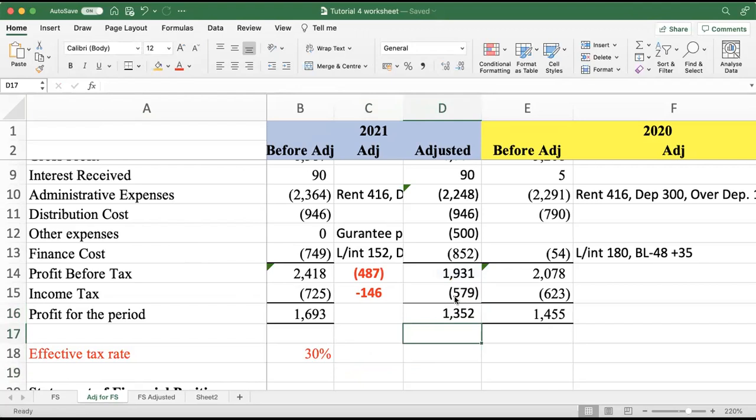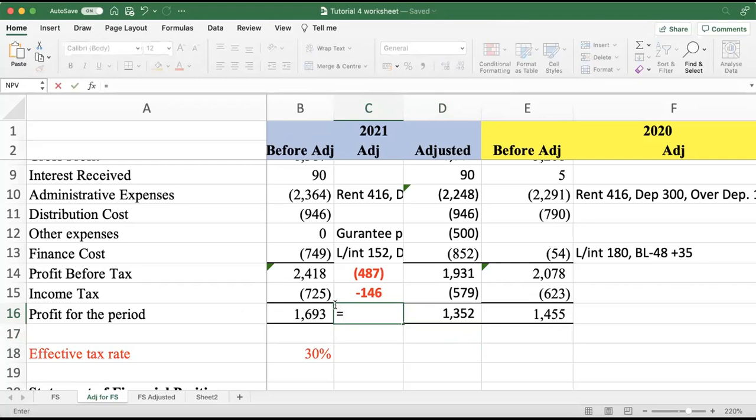$1,352 profit for the year. Then how much net change in the profit? Before adjustment, it's 1,693. After adjustment, that reduces to 1,352. You see the net change in the profit, 341.